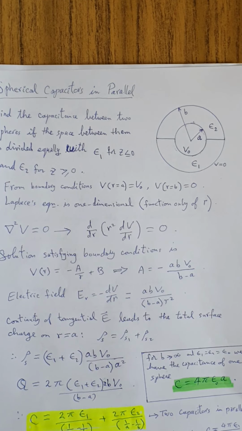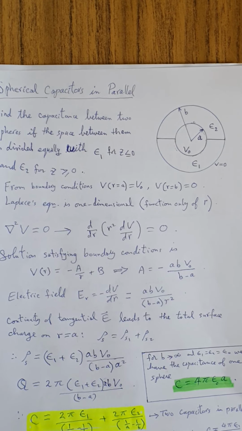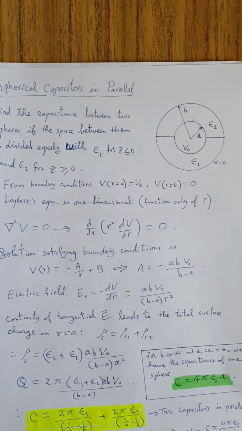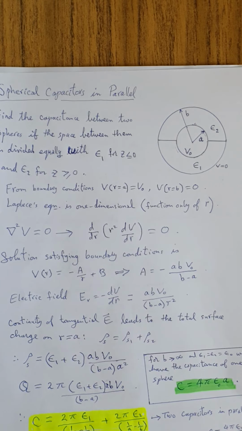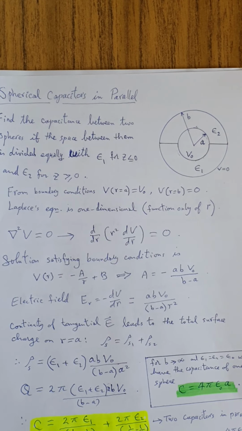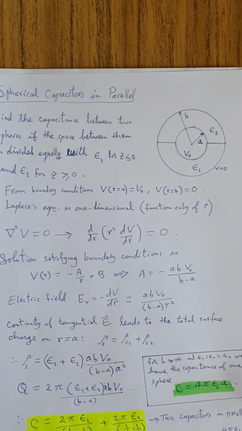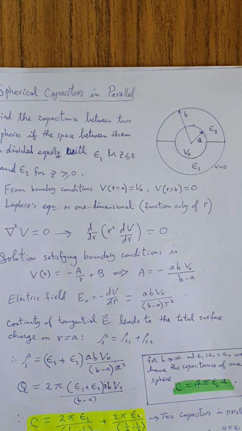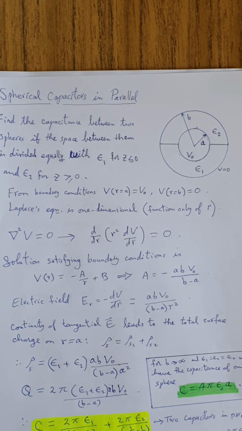So this is the capacitance of two capacitors in parallel, and if epsilon 1 equals epsilon 2, we get the capacitance between two spheres, which is 4 pi epsilon 1 over 1 over a minus 1 over b. And if b goes to infinity, we get the capacitance of one sphere, which is 4 pi epsilon naught a.